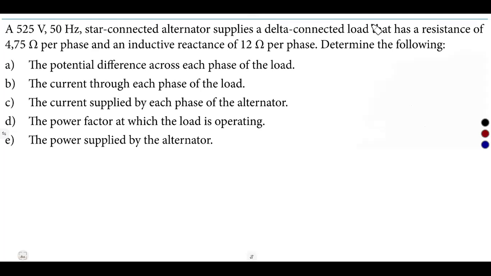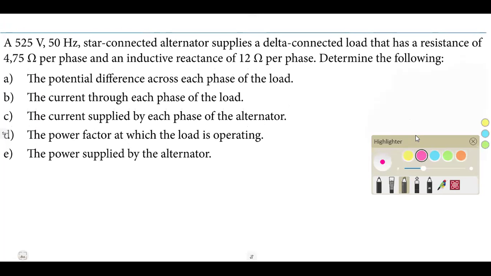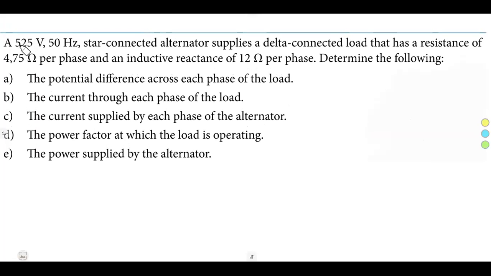So in this, I'm simply going to have a continuation from our previous classes. With this one, it's a combined situation, or a mixed circuit, that we have. So we want to take this information properly as we are having our question. Thus, we have a 525 volt, 50 hertz star connected alternator. So take note, we have got a star connected alternator, which is definitely not in three phase.